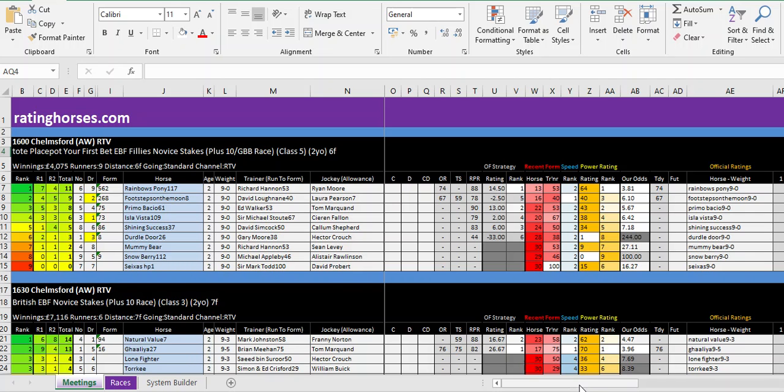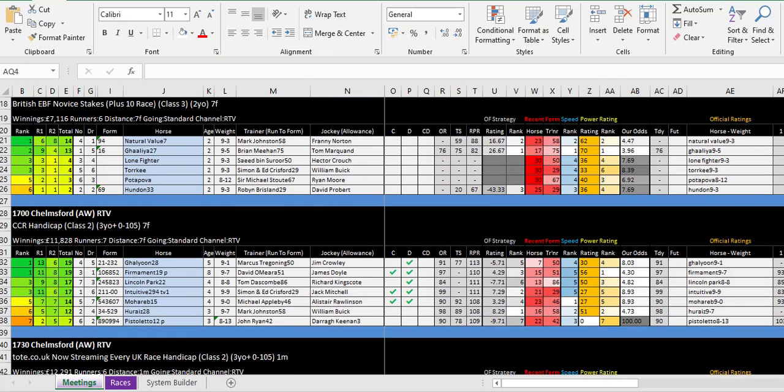The next columns are C and D, and CD. That is course, distance, and course and distance winner. Now I will scroll down for an example. As we can see here, in the 5 o'clock Chelmsford, we can see that the joint top-rated horse, Galleon, is a distance winner. That means this horse has run over today's distance before. That's 7 furlongs. The horse below, Firmament, has won over today's course and also today's distance.